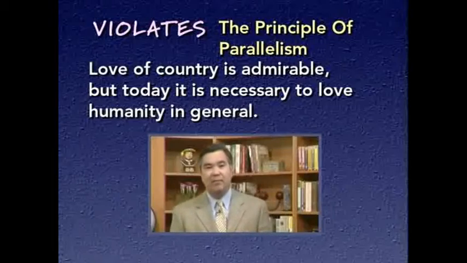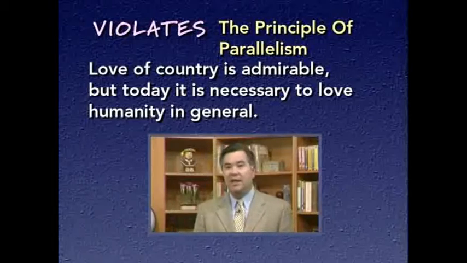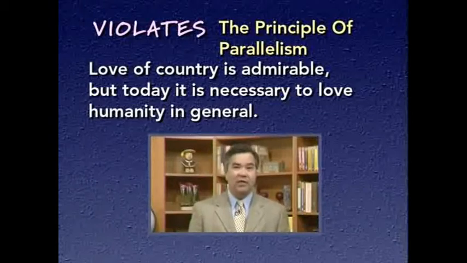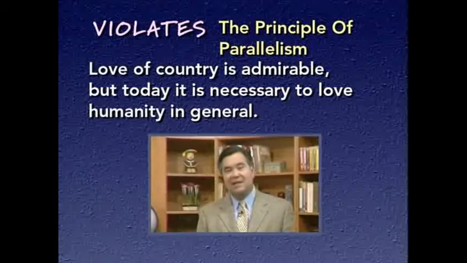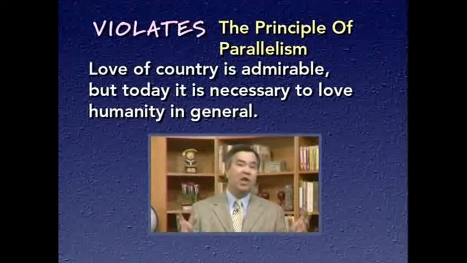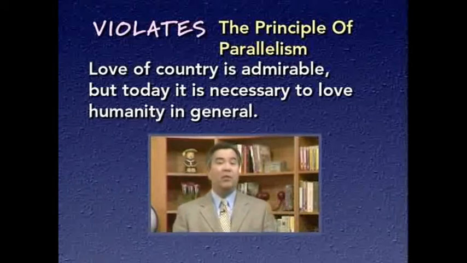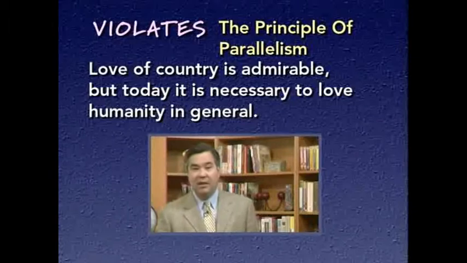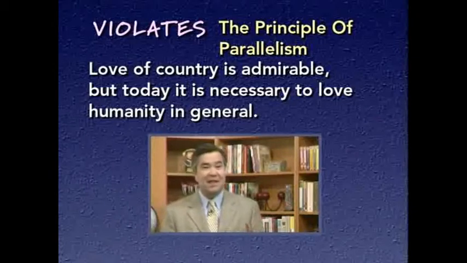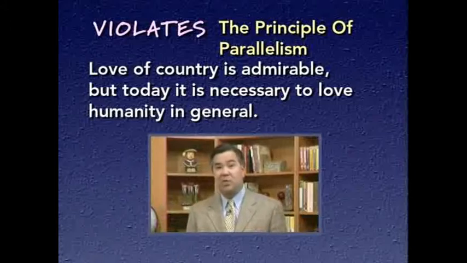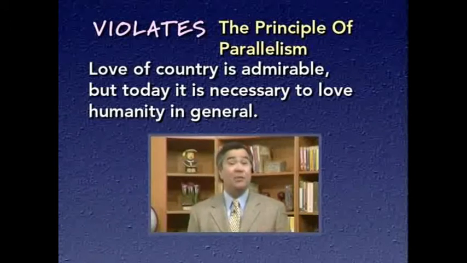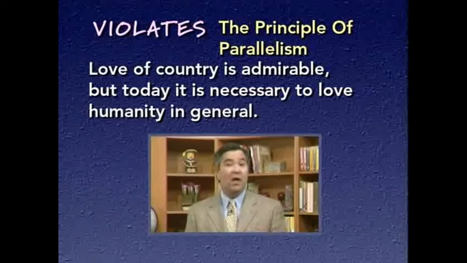This sentence contains two ideas. First, that love of country is admirable. Second, that today it's necessary to love humanity in general. In other words, to love people no matter where they come from. Now, the author of this sentence is setting up a clear relationship between these two ideas. The relationship is one of contrast. Notice that the conjunction but has been used to join these two ideas.